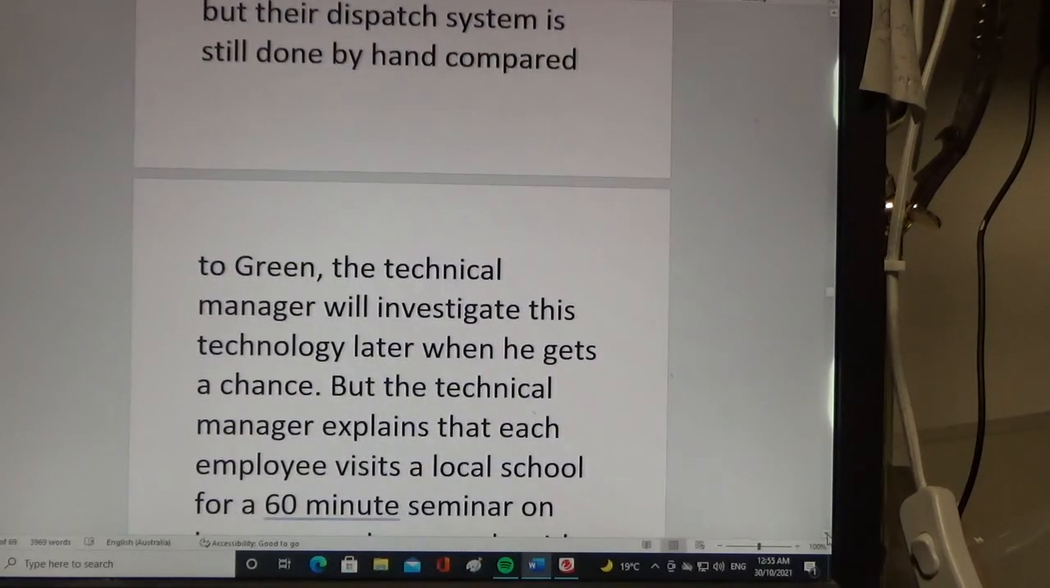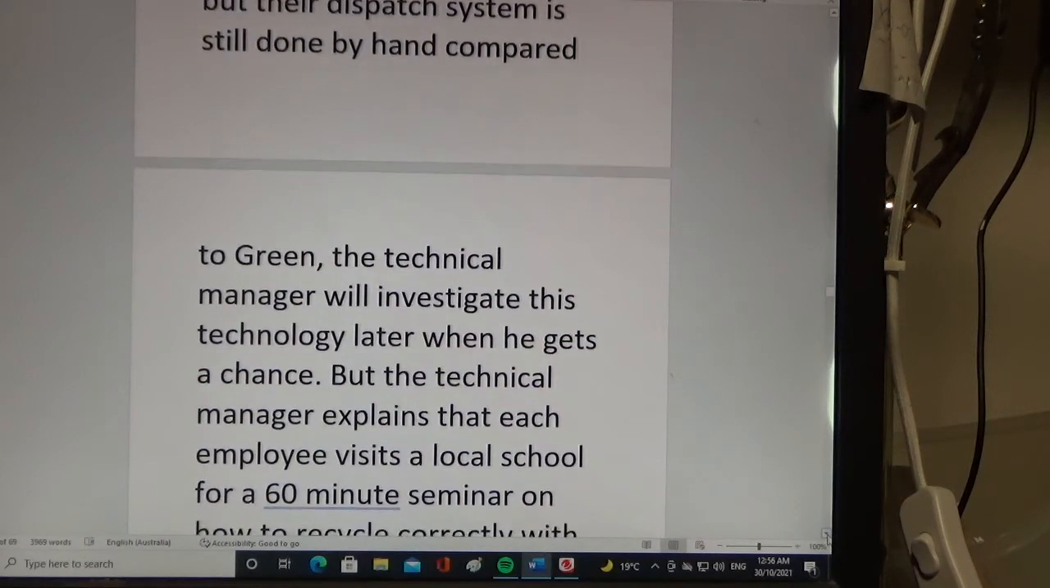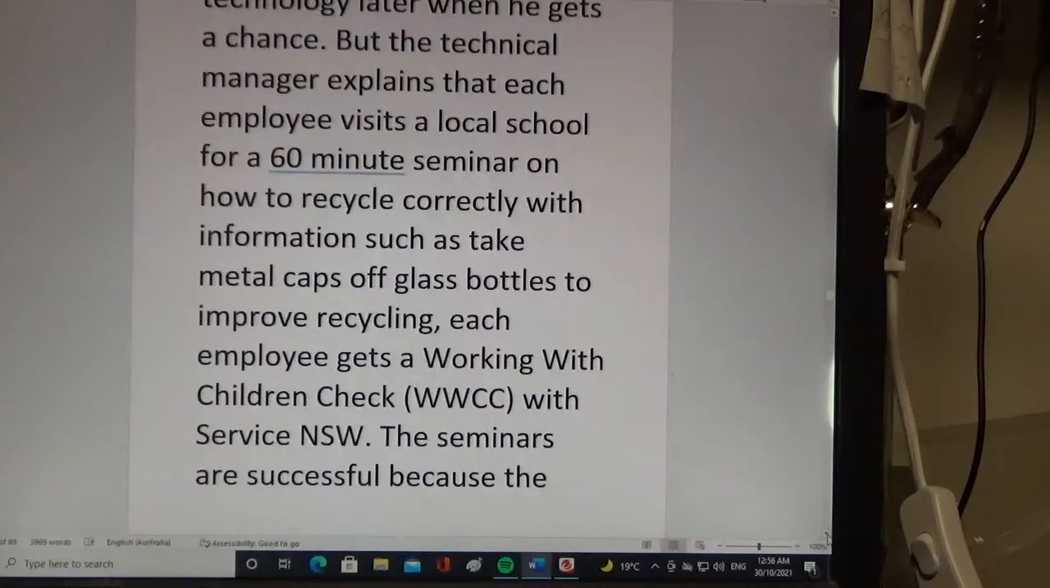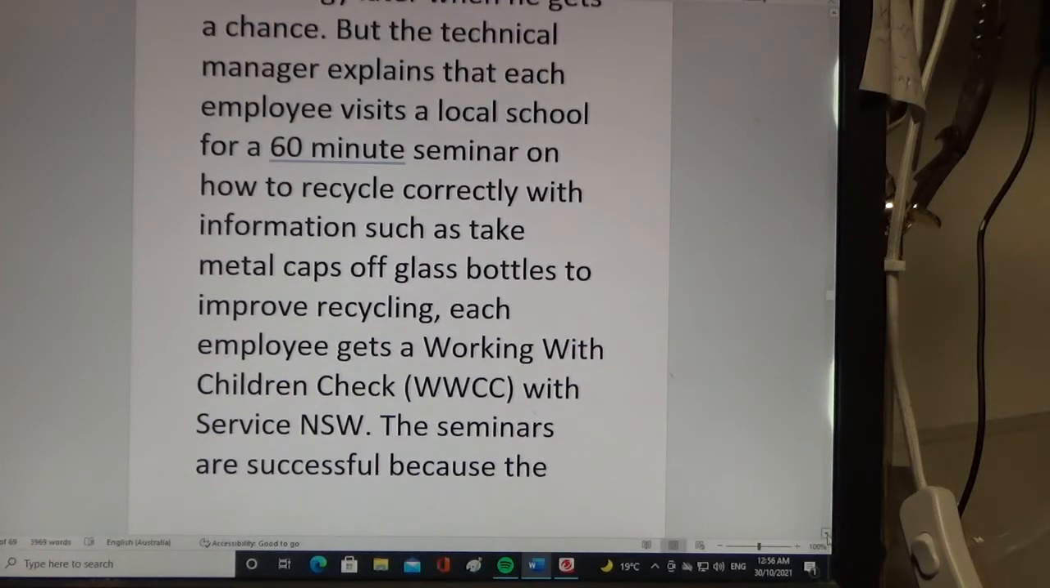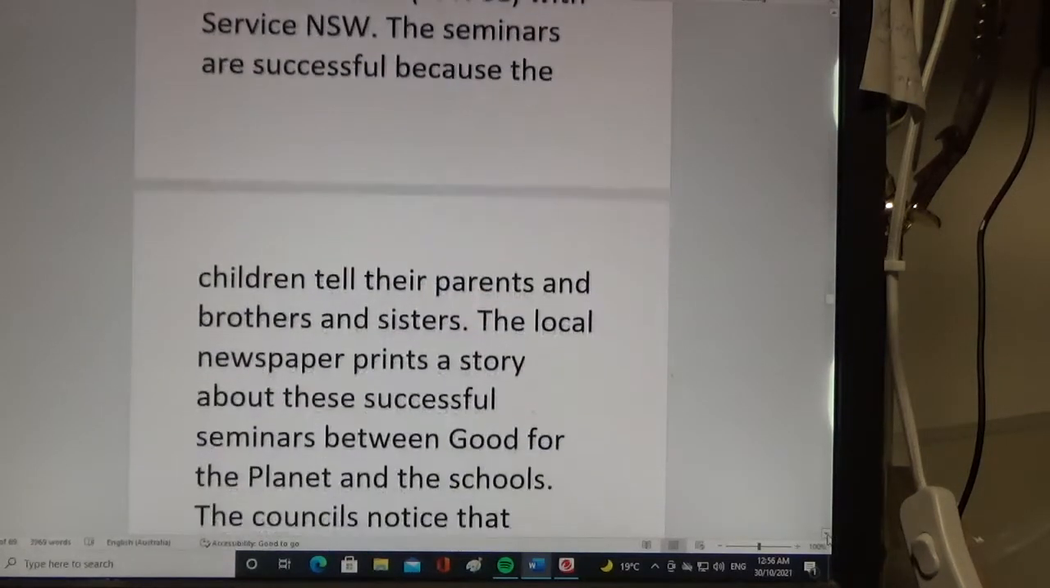The technical manager will investigate this technology later of the other company when he gets a chance, but the technical manager explains that each employee visits a local school, for a 60-minute seminar on how to recycle correctly, with information such as taking metal caps off glass bottles to improve recycling. Each employee gets a Working with Children check with Service New South Wales to visit the schools. The seminars are successful because the children tell their parents and brothers and sisters.